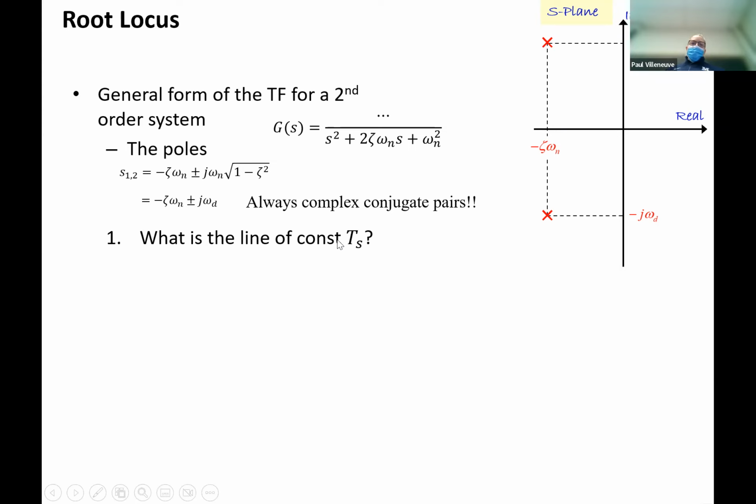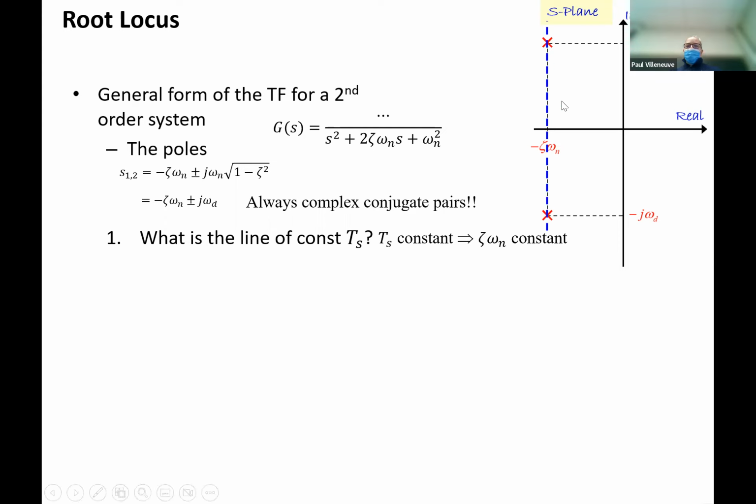By the way, what is the line of a constant settling time? Anybody remember? Remember your equations for second order systems and settling time? Remember the 2% settling time was 4 over, I believe it was zeta omega sub n. So that would be your constant settling time equation, right? So zeta omega sub n has to be constant.